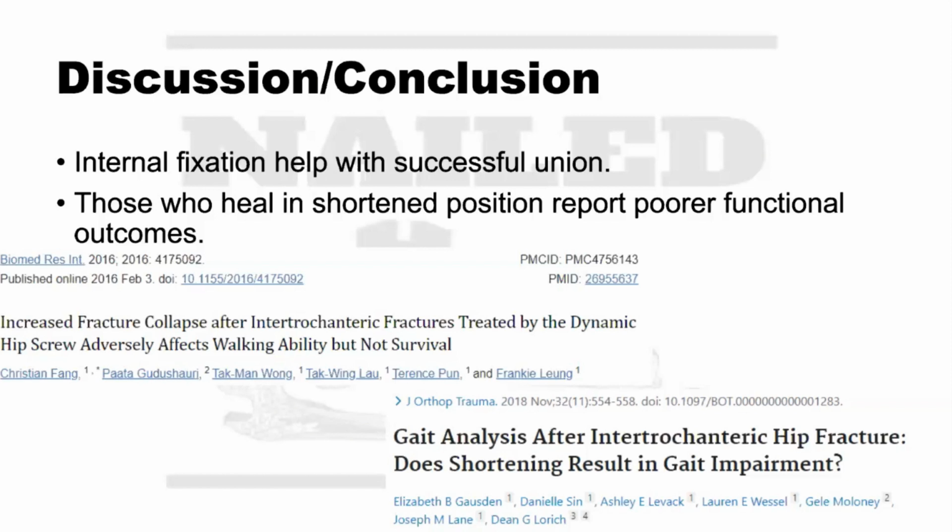Awesome. Yeah, exactly right. It makes sense, if the fracture is shortening or there's collapse afterwards, we'd imagine it would impact their outcomes.